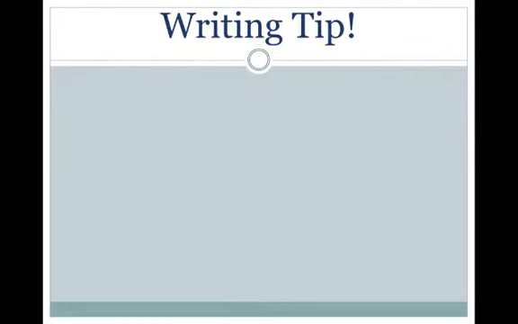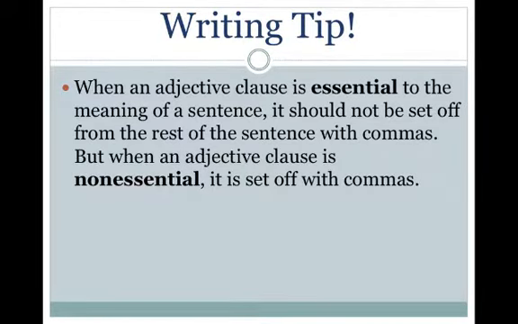Here's a writing tip. When an adjective clause is essential or very important to the meaning of a sentence, it should not be set off from the rest of the sentence with commas. But when an adjective clause is non-essential, it is set off with commas.